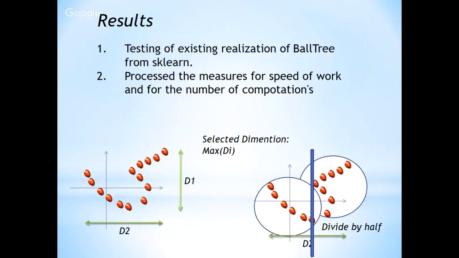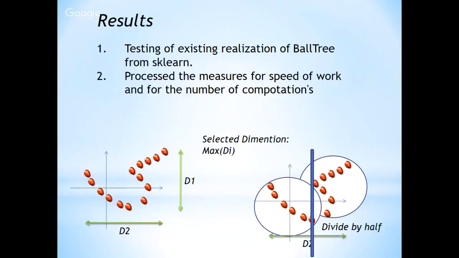So the results. I've tested the existing ball tree library in scikit-learn. It gives the opportunity to find only the nearest neighbor, not to calculate different statistics and probabilities, which I'm going to put in this algorithm. I've calculated the number showing how much we accelerate the speed of our algorithm. So now I'll show you how the ball tree algorithm works in scikit-learn.